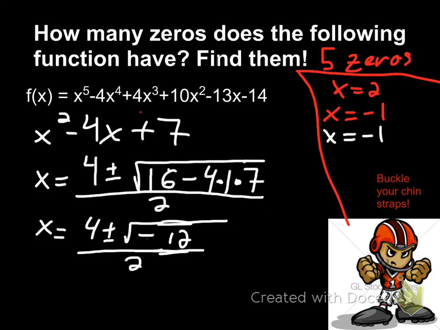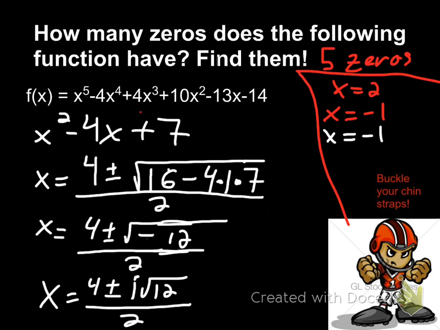All right, now, what do I do with that square root of negative 12? Didn't you say leave it last time? Nope. We got to get that. Yeah, get the i out, right? 4 plus or minus i square root of 12, divided by 2.